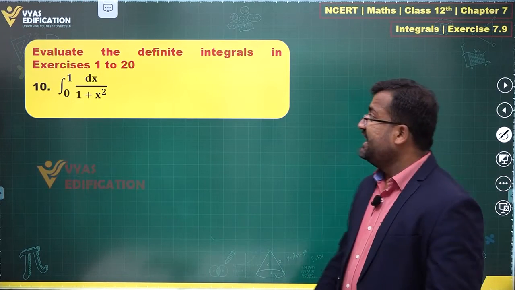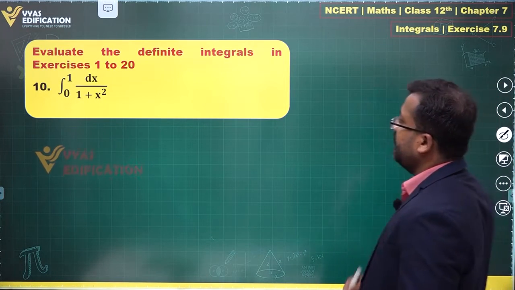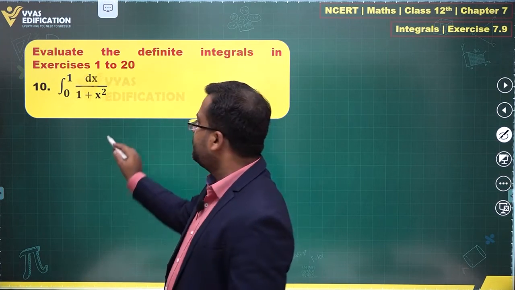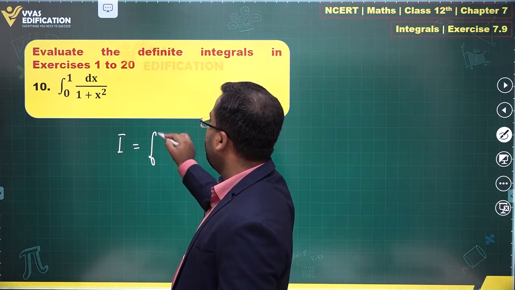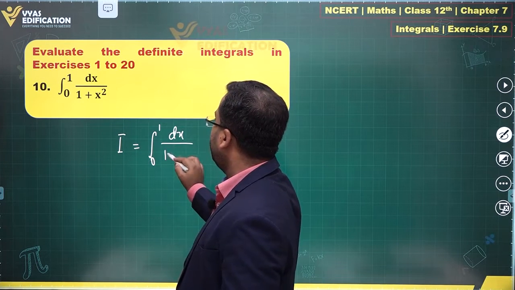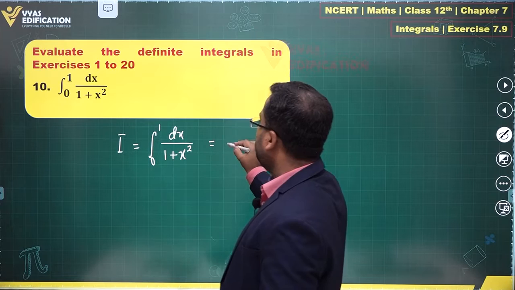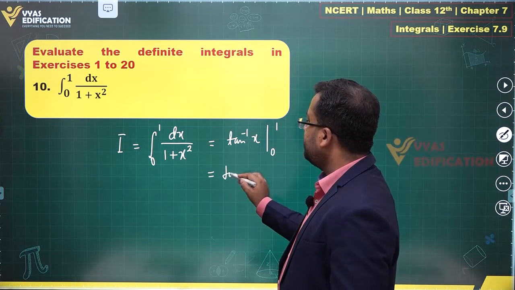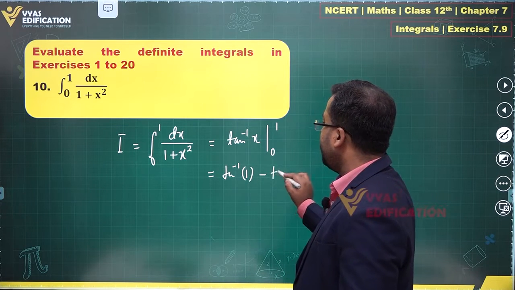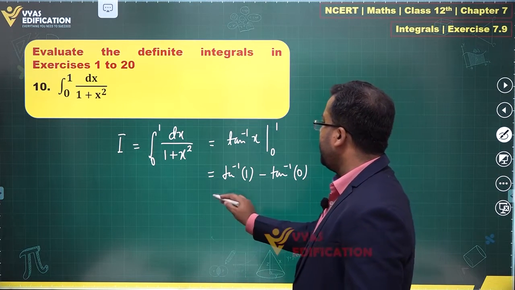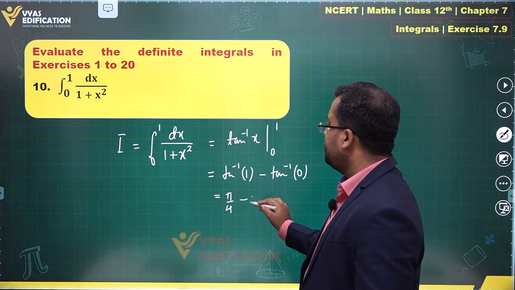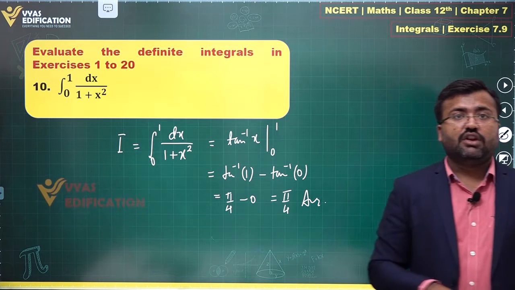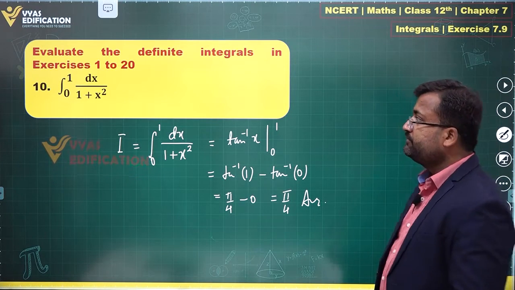The 10th question has integral from 0 to 1 dx upon 1 plus x square. How do we handle this? 1 upon 1 plus x square, the integral is tan inverse x. So this I from 0 to 1 dx upon 1 plus x square becomes equal to tan inverse x from 0 to 1. This is tan inverse 1 minus tan inverse 0. What is that? This is pi by 4 and this is 0. The overall answer will be pi by 4 for this question.